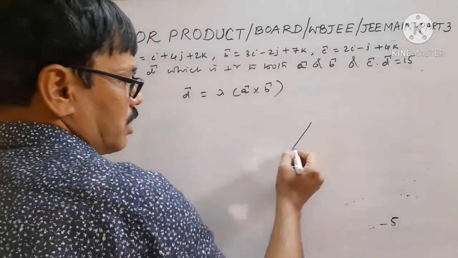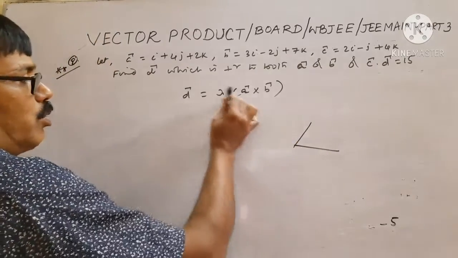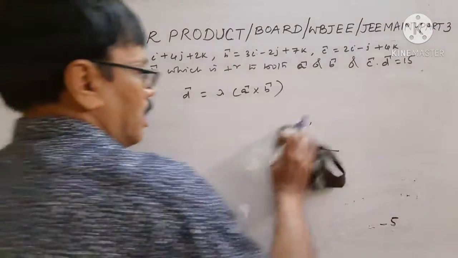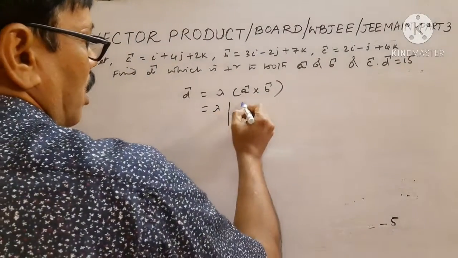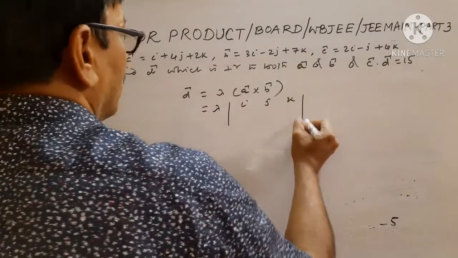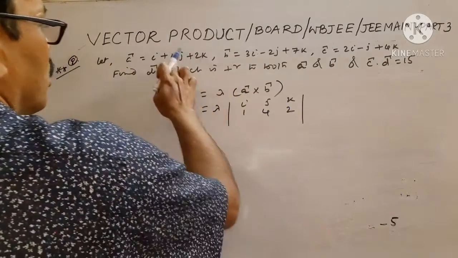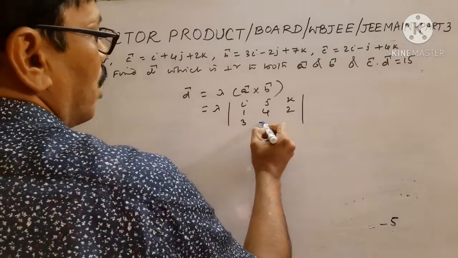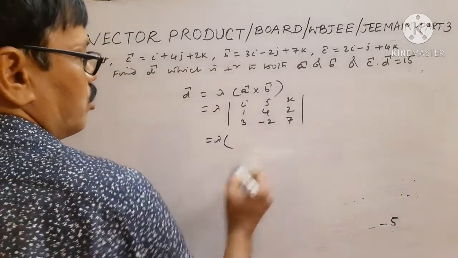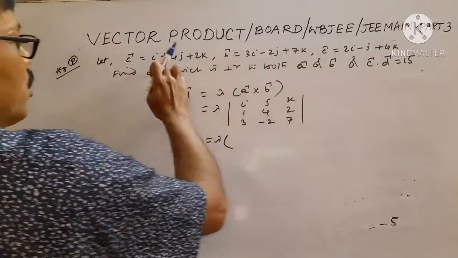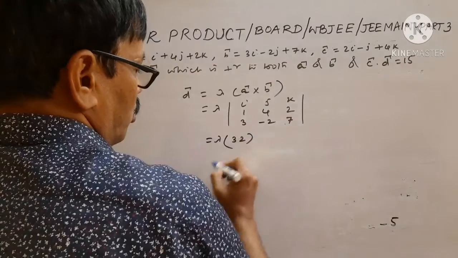So suppose this is A, this is B. Here you can get D as lambda times A cross B, so lambda into the determinant of I, J, K. What is A? 1, 4, 2. And B is 3, minus 2, 7. So lambda into: 28 plus 4, this is 32.